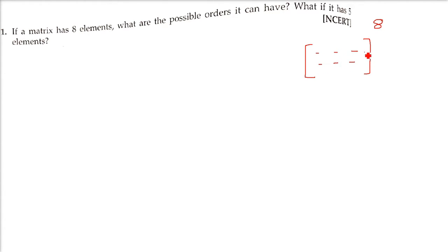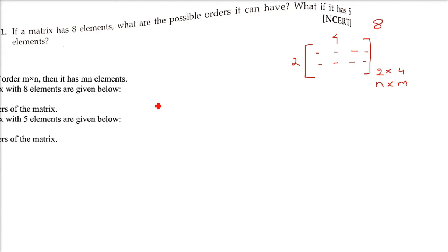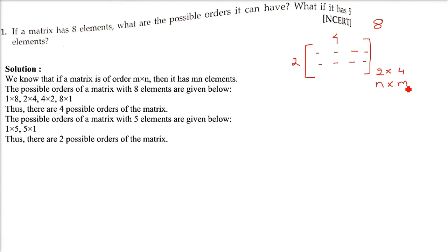For example, if we have 8 elements, we can arrange them like this. So this is one of the formations. There are 2 rows and 4 columns. So how many orders or dimensions are possible? If n by m is the order, n is the row, m is the column. So n into m is the number of elements that this matrix can contain, right?